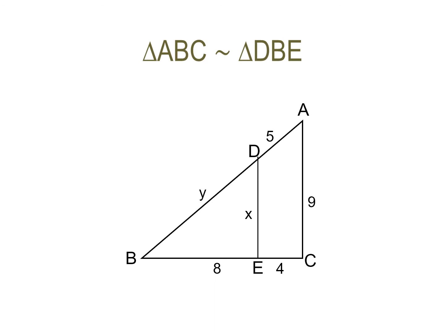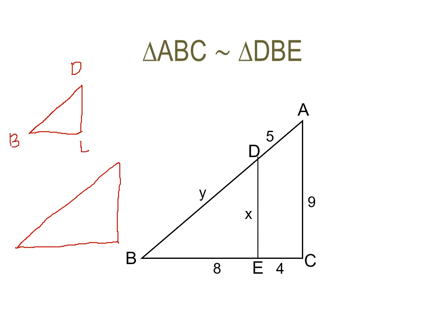Triangle ABC is similar to triangle DBE. So it is given that the two triangles are similar. Let us now solve for the value of the variables x and y. So we can split the two figures to better visualize. So for the smaller triangle, we have triangle DBE, and then for the larger one, we have ABC.